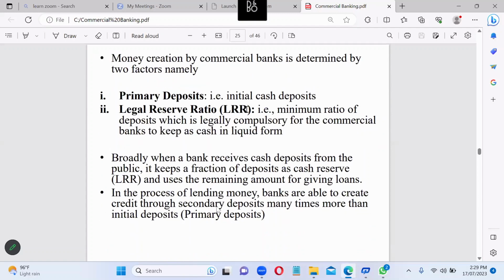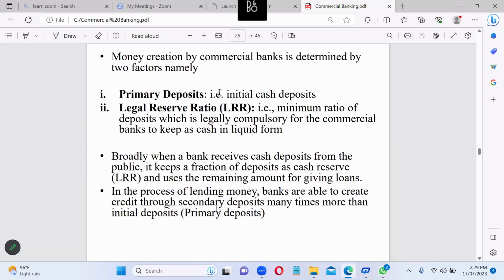Money creation by commercial banks is determined by two factors: primary deposit and legal reserve ratio. You already learned this. The reserve ratio is the minimum ratio of deposits which is legally compulsory for the commercial bank to keep as cash in liquid form. So each and every bank holds a particular amount of money in liquid form. Without any liquidity, the bank would go to a shutdown point. That is called the legal reserve ratio. Excess reserve also goes to the central bank. We learned that last class.